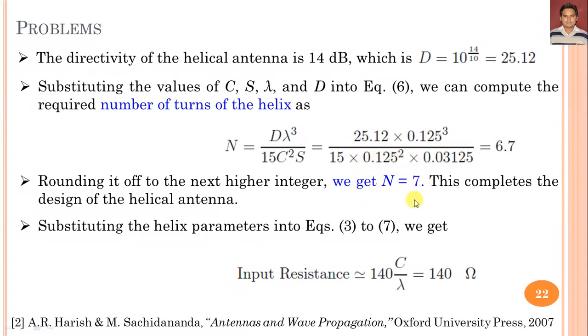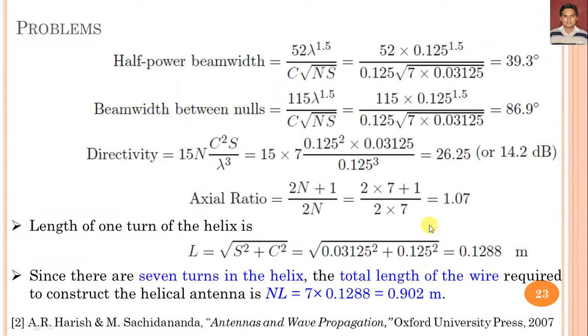So by substituting the values of N, C, S, lambda and D in equations 3 to 7, we can get the input resistance, which is equal to 140 ohm, half power beamwidth equal to 39.3 degrees, beamwidth between first nulls 115 lambda to the power of 1.5 upon C root of NS. Here you can see the directivity, as already given, so there is no need to calculate the directivity of this antenna, because it is given in the problem itself. And the axial ratio, which we have calculated as 2N plus 1 upon 2N, has the value of 1.07.